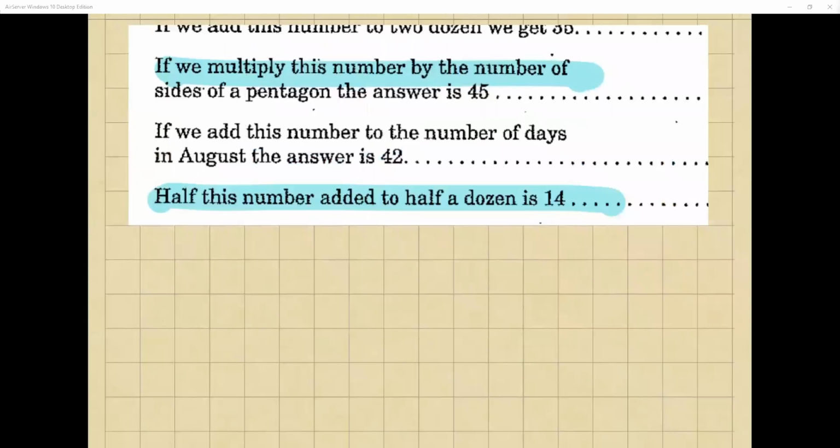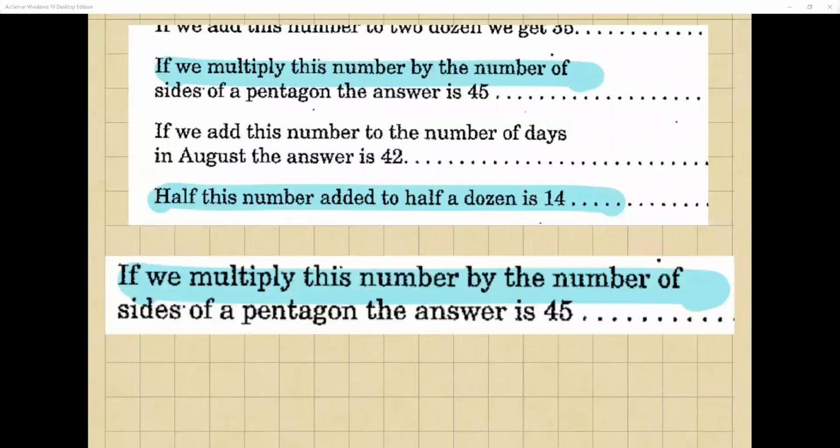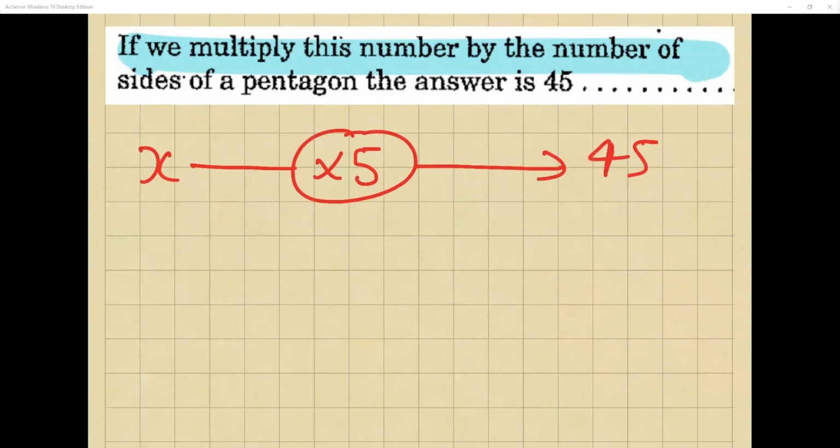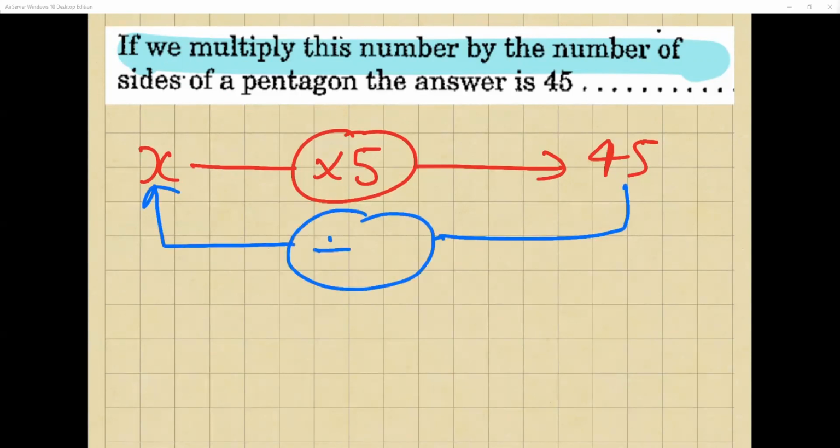If we multiply this number by the number of sides of a pentagon, the answer is 45. So the number of sides of a pentagon is 5. So that's the key part. So we need to write down x times by 5, which is 45. We do the reverse, which is 45 divided by 5, which is 9. Correct.